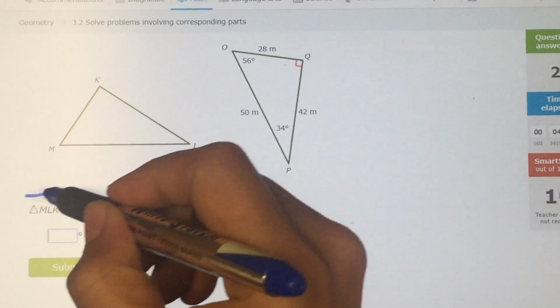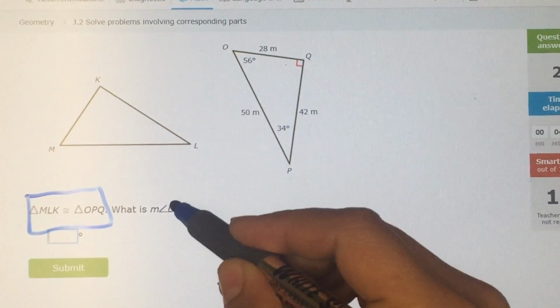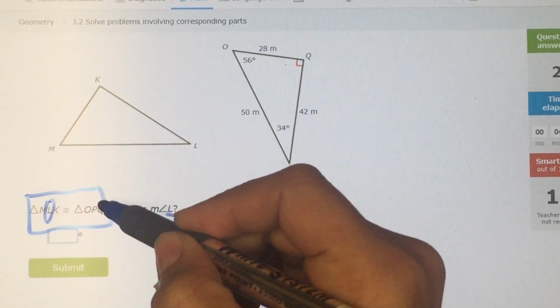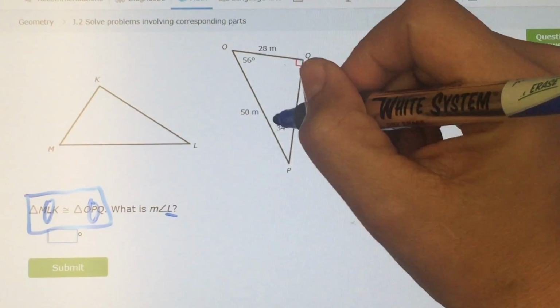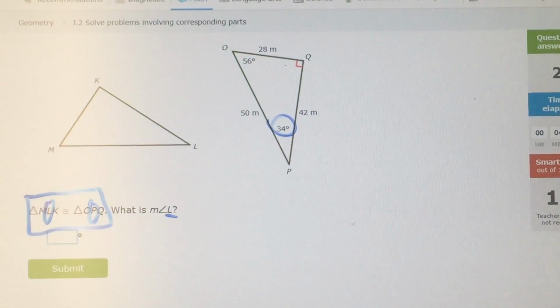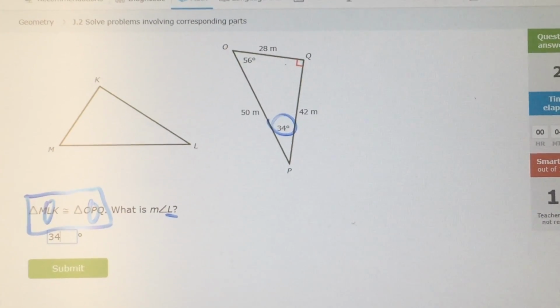They're telling you, here's your congruent statement. What is L? Well, L is the one in the middle, so L is whatever P is. Where is P? P is 34. So L is also 34.